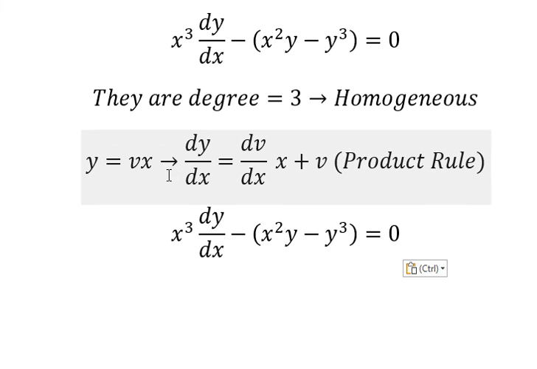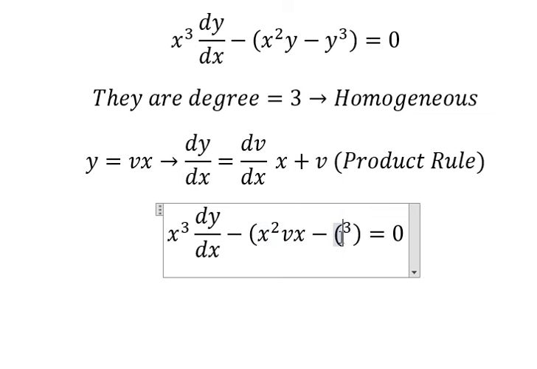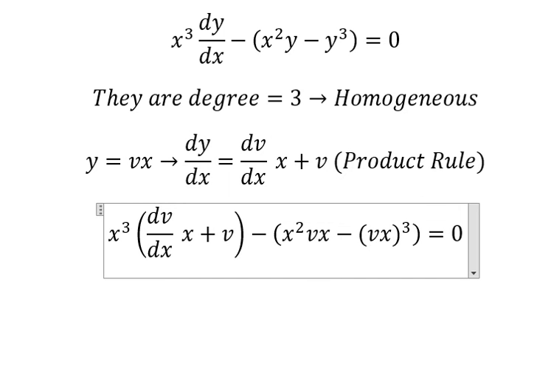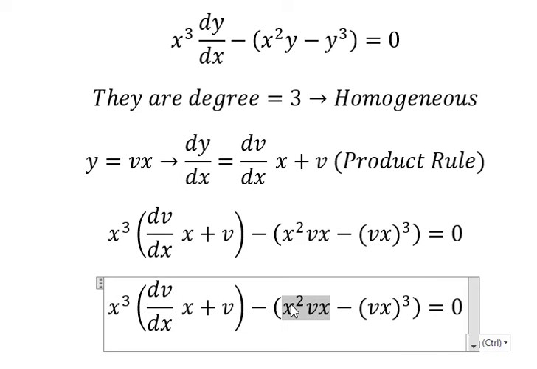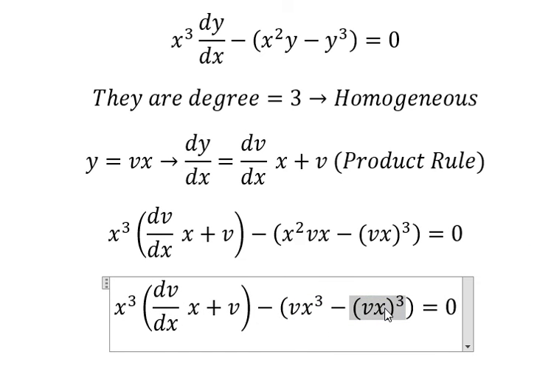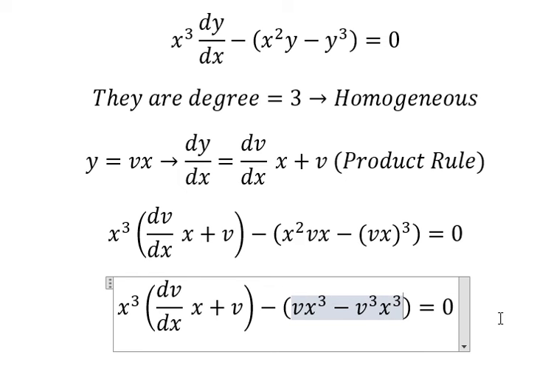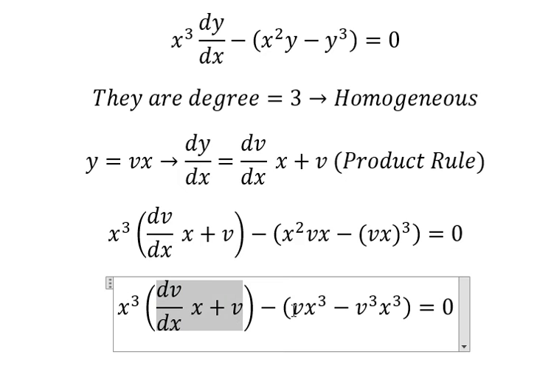Now we need to change y into vs. This one we change by this one. So this one we have vs to the power of 3. This one we have v to the power of 3, s to the power of 3. Next, we simplify s to the power of 3 for both sides.